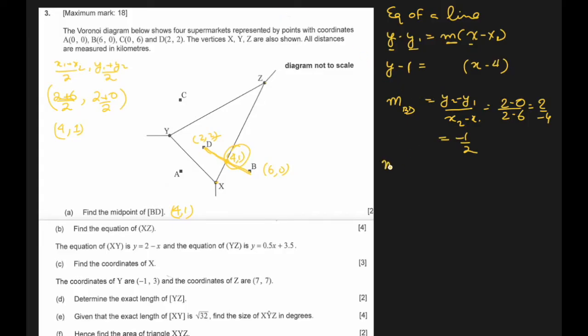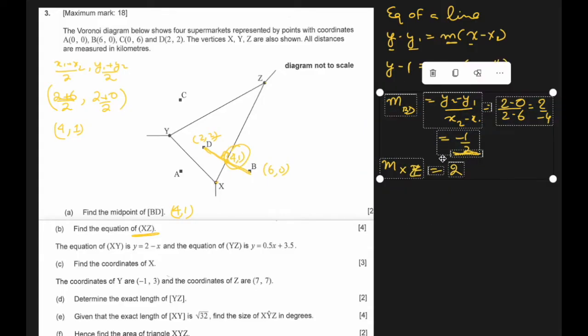But what is the gradient of XZ? We want to find the equation of XZ, so we should know the gradient of XZ, that we will write here. So it will be the negative reciprocal of negative half. Why? Because they are making a 90-degree angle. This line is always a perpendicular bisector of BD. And that's why the negative reciprocal of negative 1 over 2 will be 2. And we will use this in our equation.